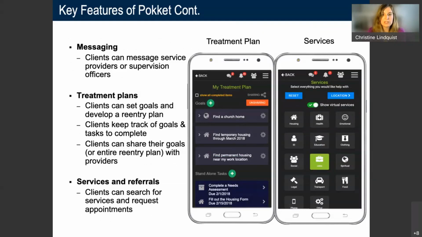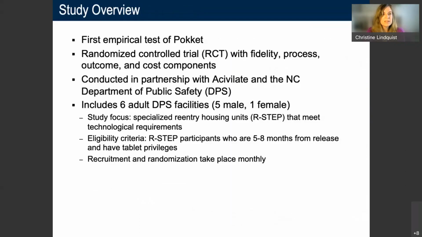And then a final feature I wanted to show is the services and referrals. The Pocket app actually allows clients to search for services in their communities of return. It has a geographic search feature, and it's filled with providers that have been vetted by the partnering DOC and uploaded by Assimilate. They can find service providers and actually request appointments through the tool. So several DOCs are using Pocket as well as individual jails and prisons, but it hasn't been empirically tested. So this study is the first empirical test of Pocket.